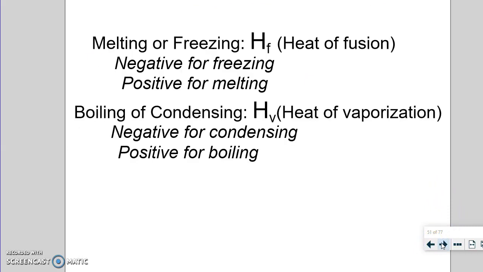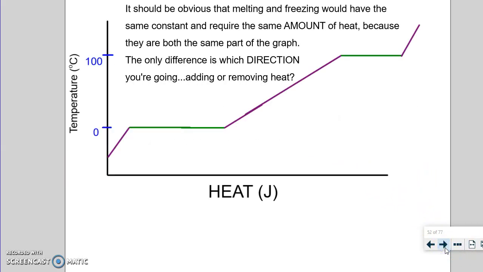So same for H sub V, heat of vaporization. This is the one associated with the liquid to gas phase change. And again, it's negative if you're going this way, positive if you're going that way. Negative for condensing, positive for boiling. So it should be obvious that melting and freezing would have the same constant, require the same amount of heat. The amount of heat to do this should be the same as the amount of heat to do that.